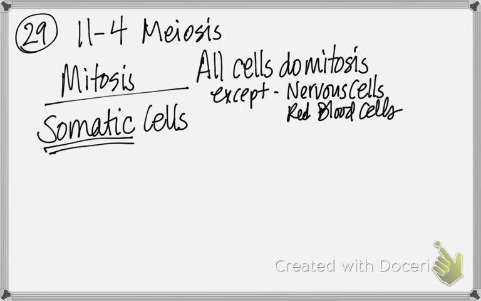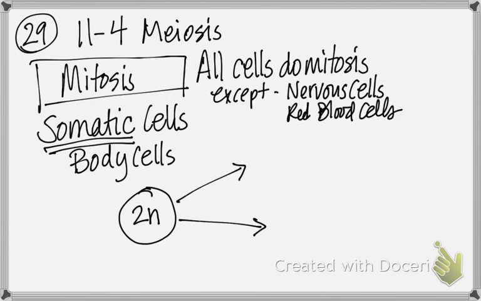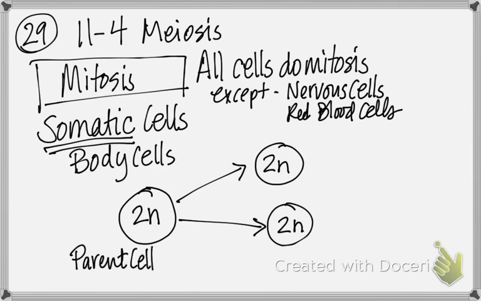Okay, here is a vocabulary term, somatic cells. Somatic cells mean body cells. So mitosis occurs in body cells, somatic cells. And in mitosis, you take a cell that has a full set of chromosomes, we call that 2N, and we create 2 new cells that are each 2N. We call this first cell the parent cell, and the cells that are formed, we call them daughter cells. I highly recommend that you draw this on page 29.